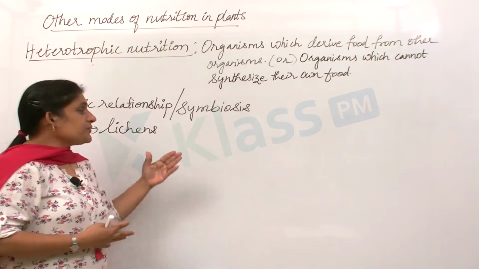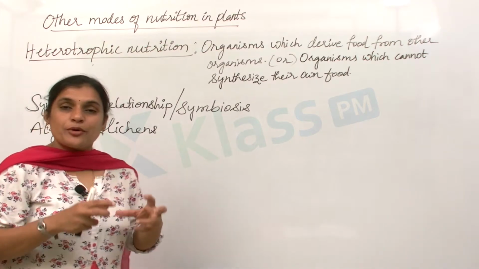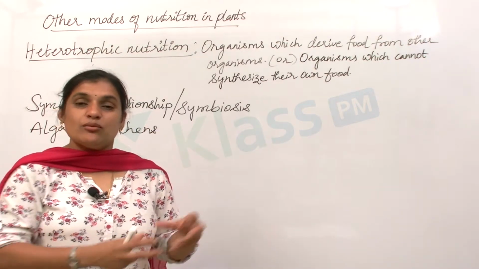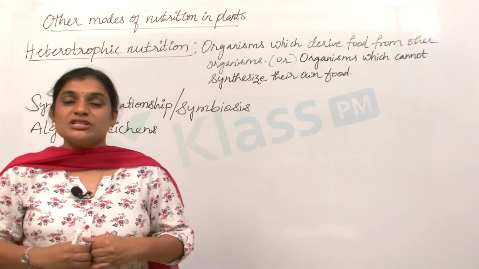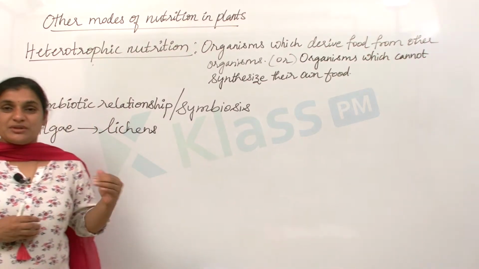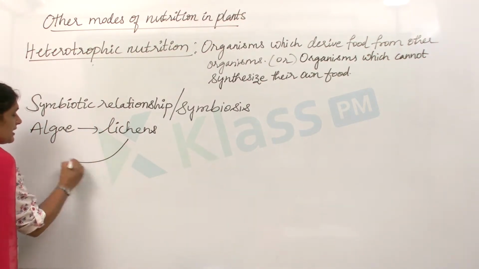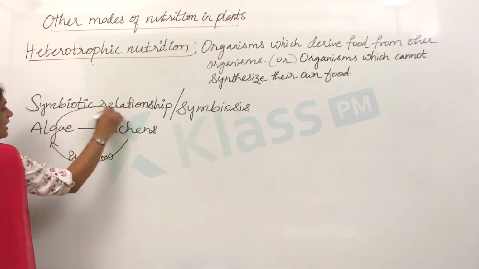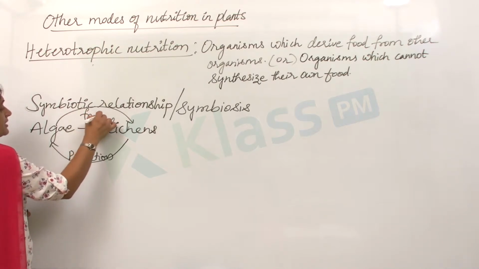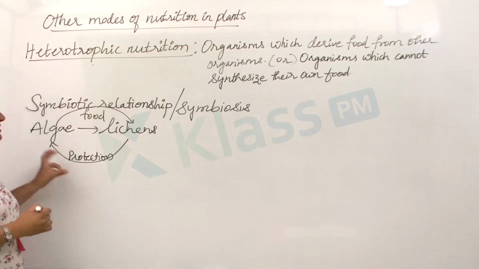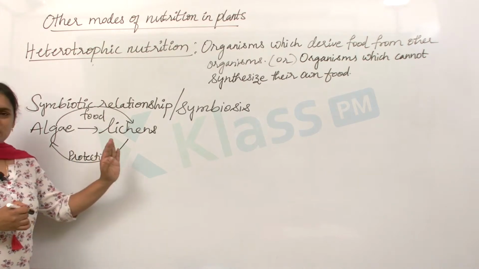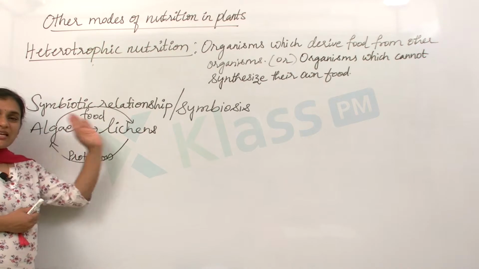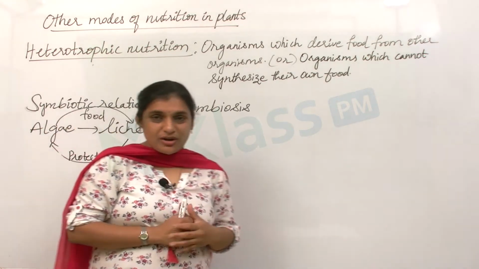So what do they do? These lichens which are present, they protect the algae. That means they provide protection. Instead, they derive food which has been prepared from the algae. That means they are helping each other. Lichens provide protection to algae and algae provides food which is needed for the lichens. In this process, both of them are benefited. Lichens are getting food from algae and algae is getting protection from lichens.